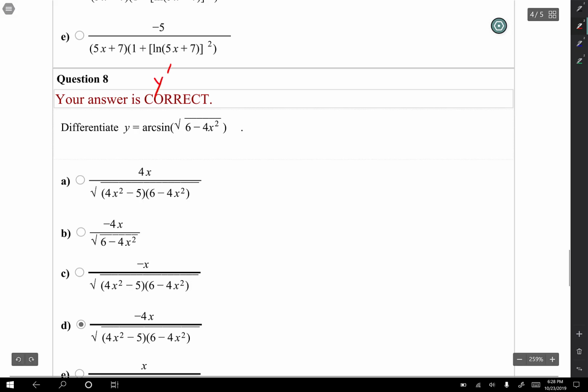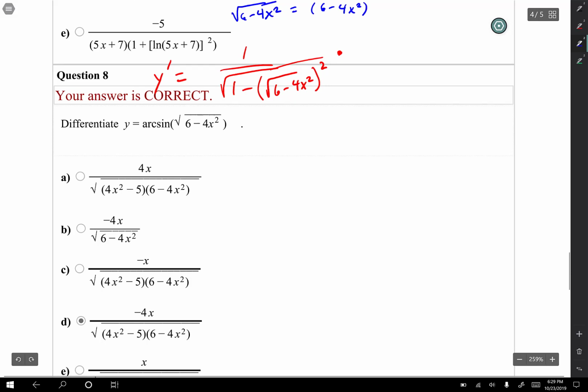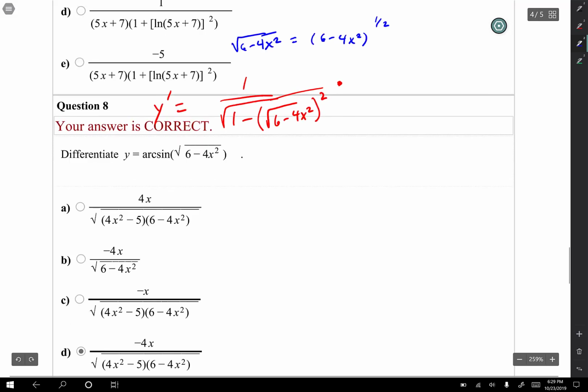y prime equals, the derivative of arcsin is 1 over the square root of 1 minus whatever you have on the inside. So open parenthesis, square root of 6 minus 4x squared, close it, squared. We're not done. Times the derivative of that. So I'm going to put it here on the side somewhere. This is not the derivative. I'm just writing it on the side so you guys can see what's up. So that is equivalent to (6 minus 4x squared) with a half on it. So I'm going to use that to help me take the derivative.